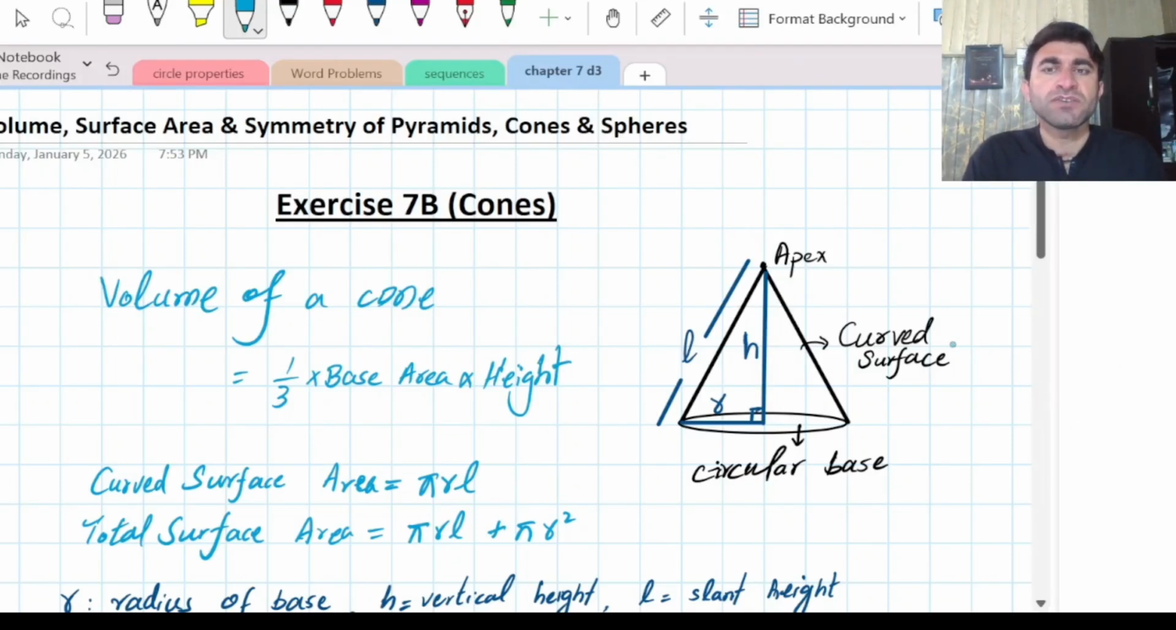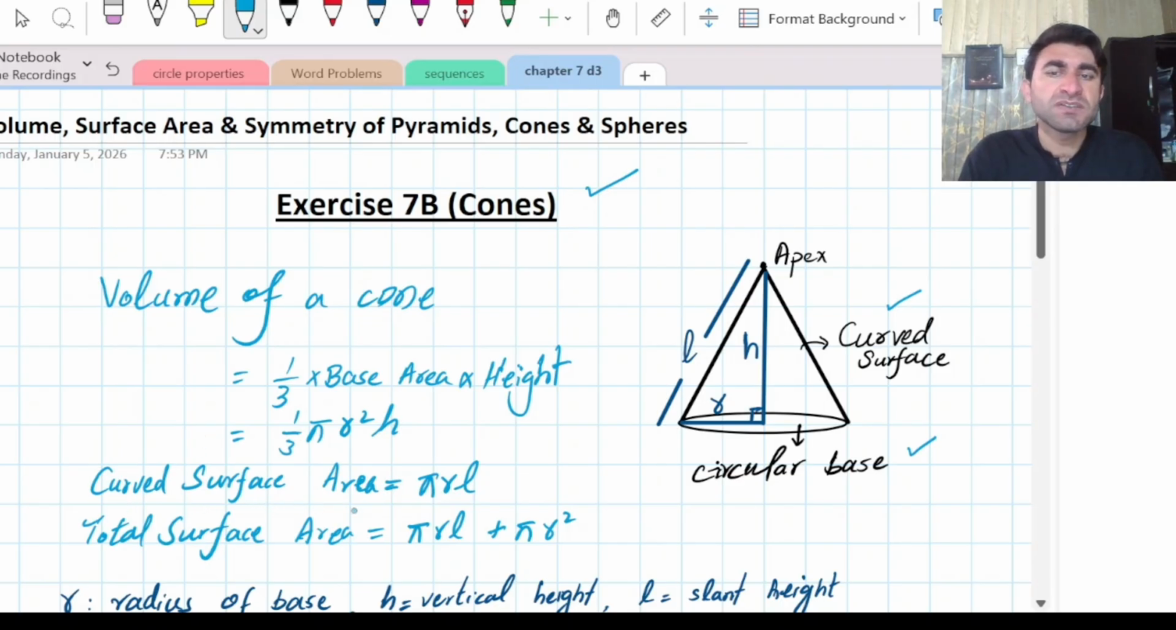So in today's video we are going to discuss exercise 7b, and it is about the volume and total surface area of a cone. We know the shape of a cone contains two surfaces, one is the curved surface and the other is the circular base. So volume of a cone equals 1/3 the base area multiplied by height, and we know the base is circular, so it becomes 1 upon 3 multiplied by pi r square, and height is the vertical height h. So this is the formula for the volume of a cone.